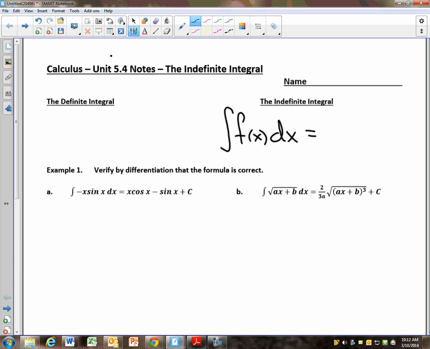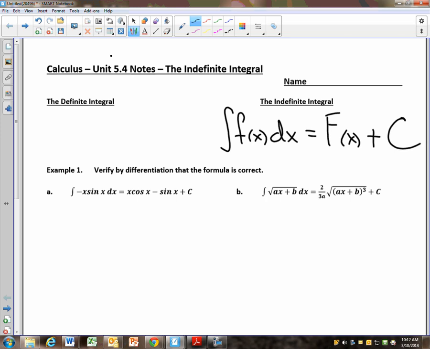Do you remember what the indefinite integral was? F of x plus c. Yeah, we did. I'm just trying to refresh your memory.